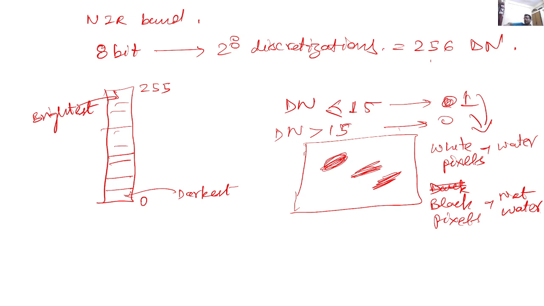So the threshold may be changed. You can change the threshold of DN equal to 15 to, let us say, DN equal to 20, or DN equal to 5 if you want to be even more strict. And that is how usually we delineate water bodies from satellite based images.